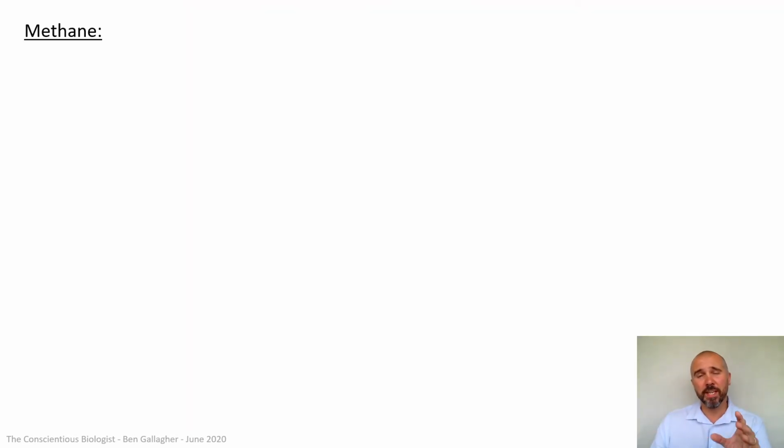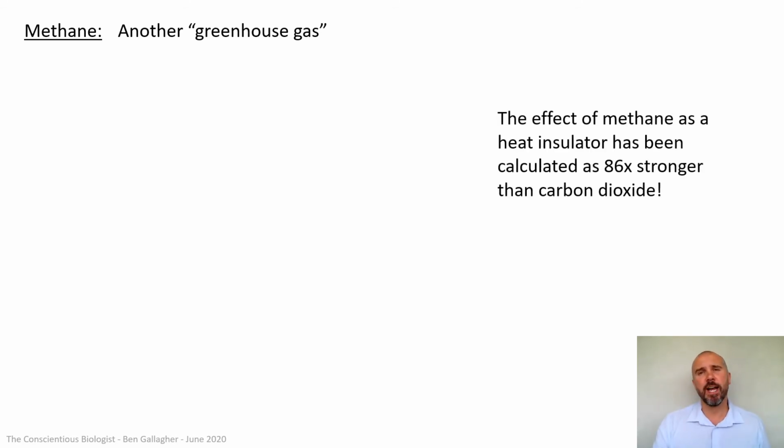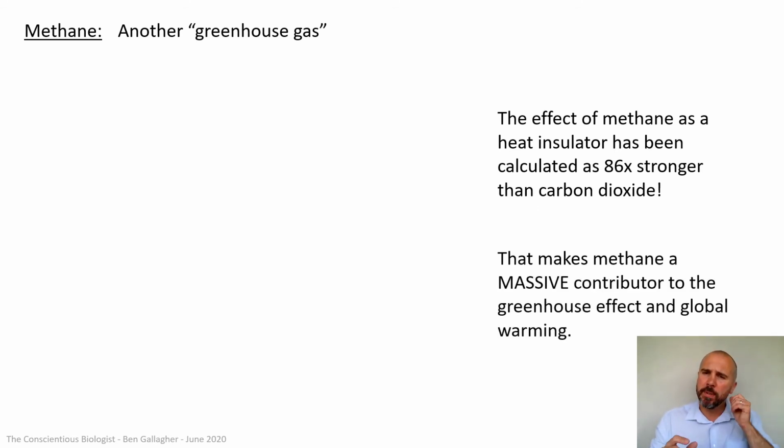One other thing that I really need to mention, and it's in your syllabus, is methane. Methane is another greenhouse gas, because I don't want to leave you thinking that carbon dioxide is the only contributor to global warming. Now, you don't need to know a lot about methane for your GCSE, but there is one key fact that I want you to try and remember: the effect of methane as a heat insulator has been calculated as 86 times stronger than carbon dioxide. That kind of means it's 86 times worse for the planet. When it gets up into the atmosphere, it's a much bigger insulator. So that makes methane a massive contributor to the greenhouse effect in global warming.